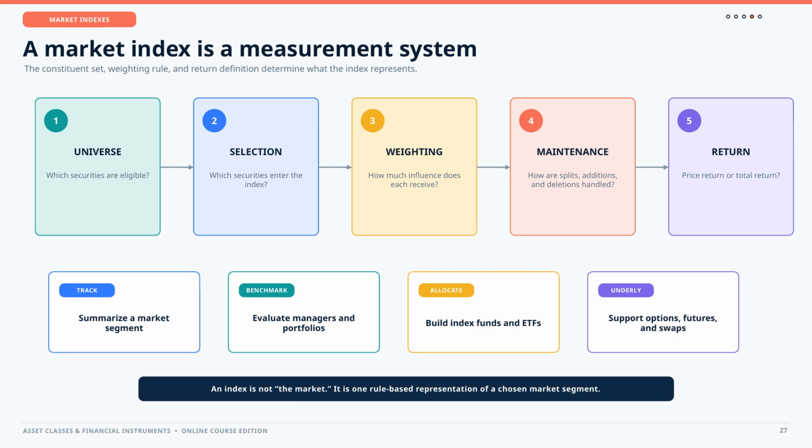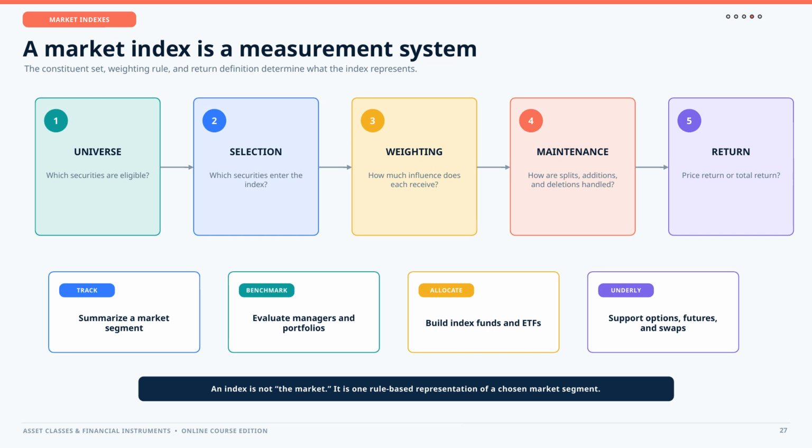A market index turns many securities into a single performance measure. The result depends on 5 design choices. The index provider defines the eligible universe, selects constituents, assigns weights, maintains continuity through corporate actions and rebalancing, and chooses whether the reported return includes dividends. Indexes can summarize a market, benchmark a portfolio, support index funds, and serve as underlyings for derivatives. However, an index is not the market itself. It is a rule-based representation.